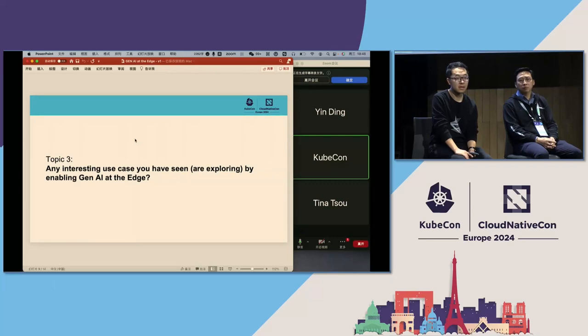Please paint us a scenario where you have applied LLMs on the edge, and what challenges you had faced so that we can take advantage.